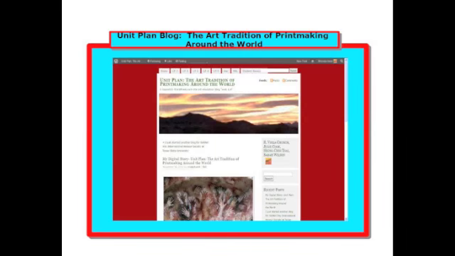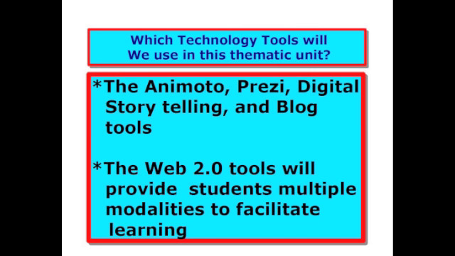This is the unit plan digital story of the blog for the art traditions of printmaking around the world. We will be using Web 2.0 tools in this thematic unit: the Animoto, the Prezi, digital storytelling, and of course our blog.